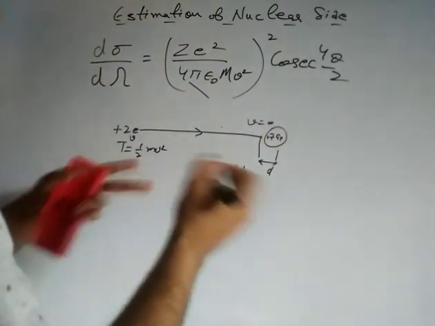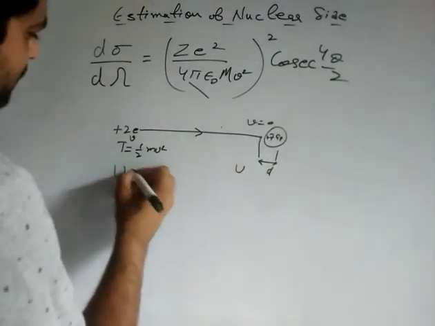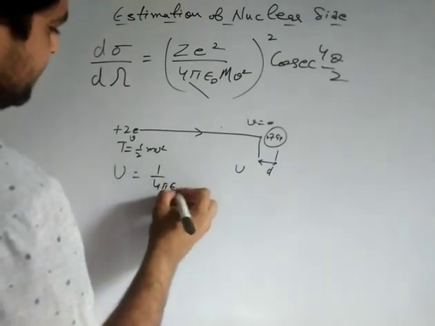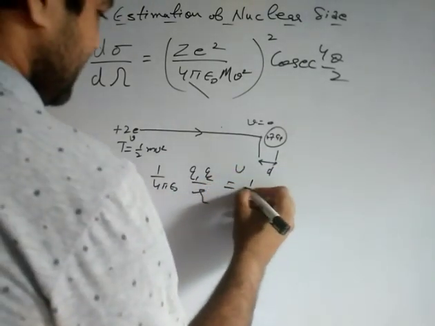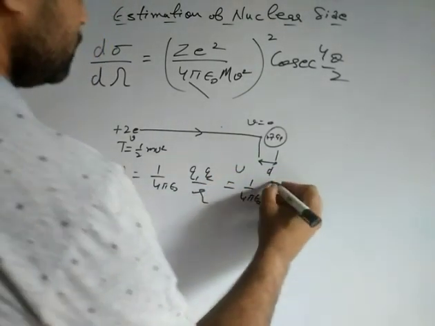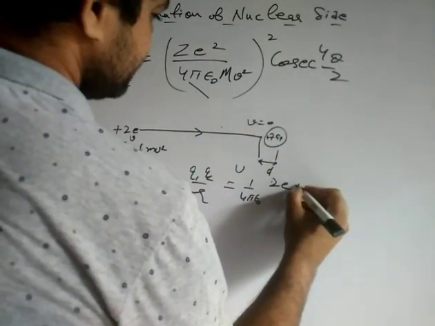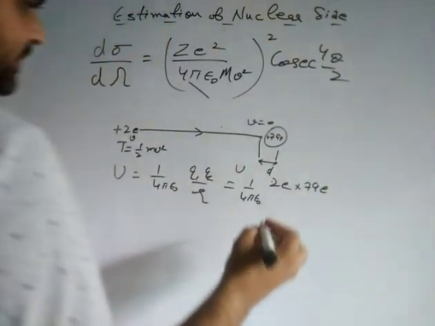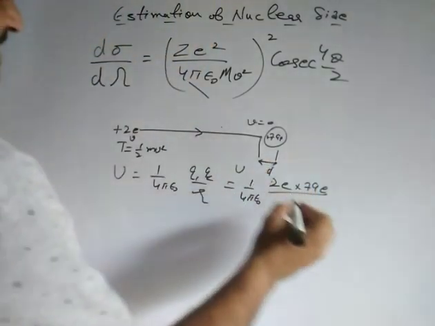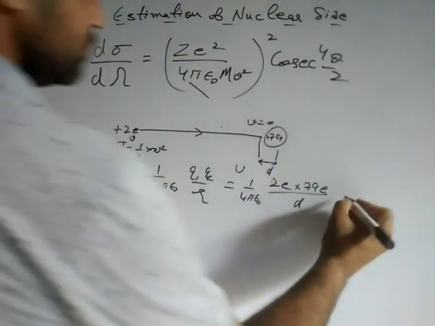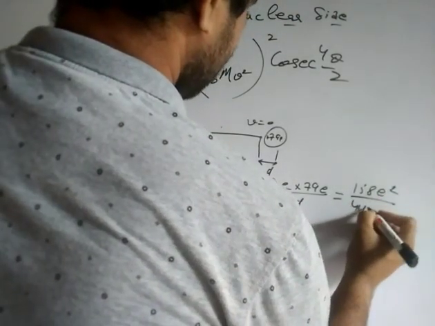Now from Coulomb's law, you can calculate the potential energy of a charge distribution. U is equal to 1 upon 4 pi epsilon naught Q1 Q2 upon R. In this case, Q1 is 2e, and for the gold nucleus, Q2 is 79e, and I have taken this distance as d. So on simplifying, you will get this as 158 e square upon 4 pi epsilon naught into d.